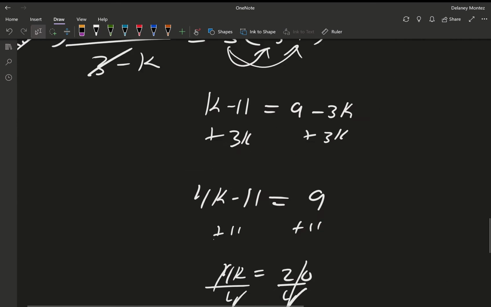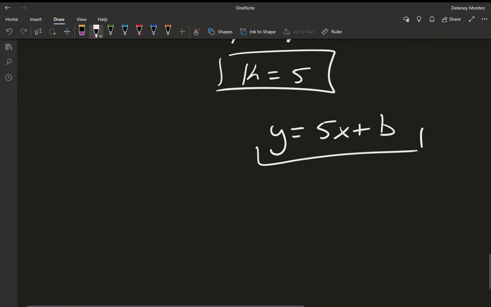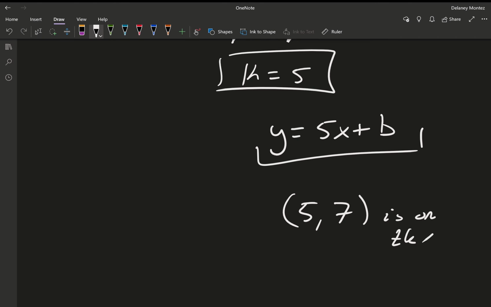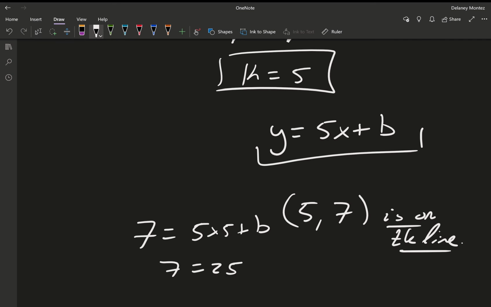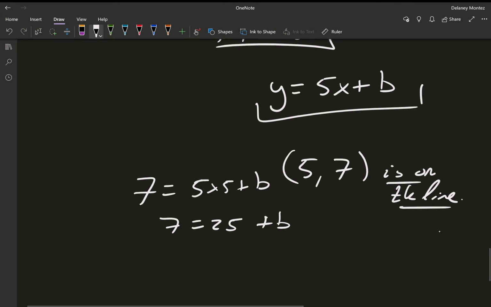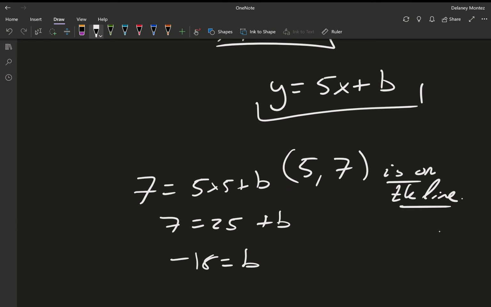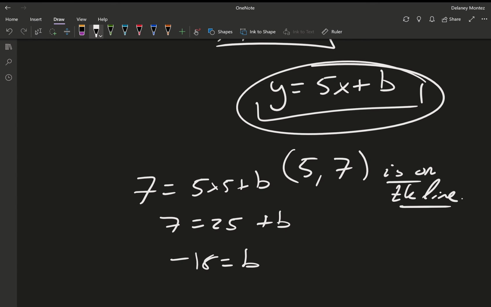We say k, 7 is on the point. So k is 5. So 5, 7 is on the line, right? So 5, 7 is on the line. I can just plug this in to get b, right? So I can do 7 equals 5 times 5 plus b, right? So that's 7 equals 25 plus b. That would give me negative 18 equals b, right? So now we have the entire line, right? So this is y equals 5x minus 18.